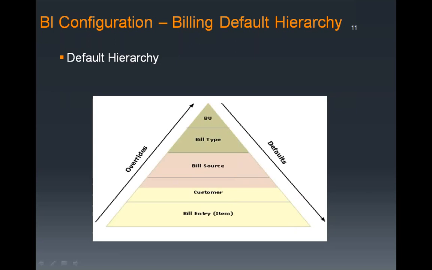Like how the bill defaults will be overridden on the invoice page? Yes. When you start creating the bill, the first step is you enter the business unit. At that time, all the defaults at the business unit level will be populated on the bill page. Next, the bill type field will be there. When you select the type of the bill, the bill type defaults will override the business unit level defaults. Same as the bill source level overrides the bill type. And finally, the customer overrides all the defaults.